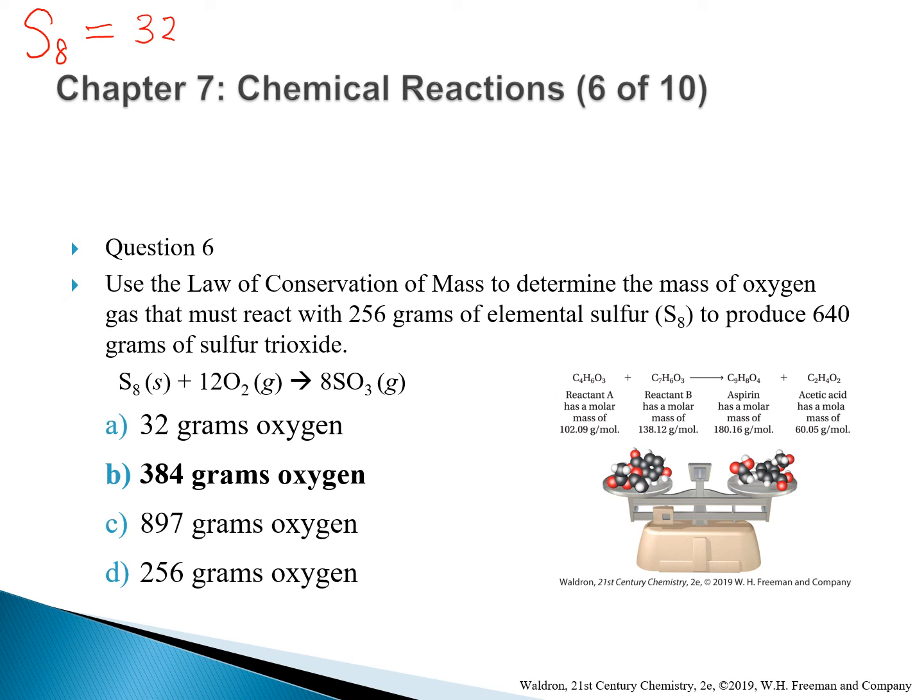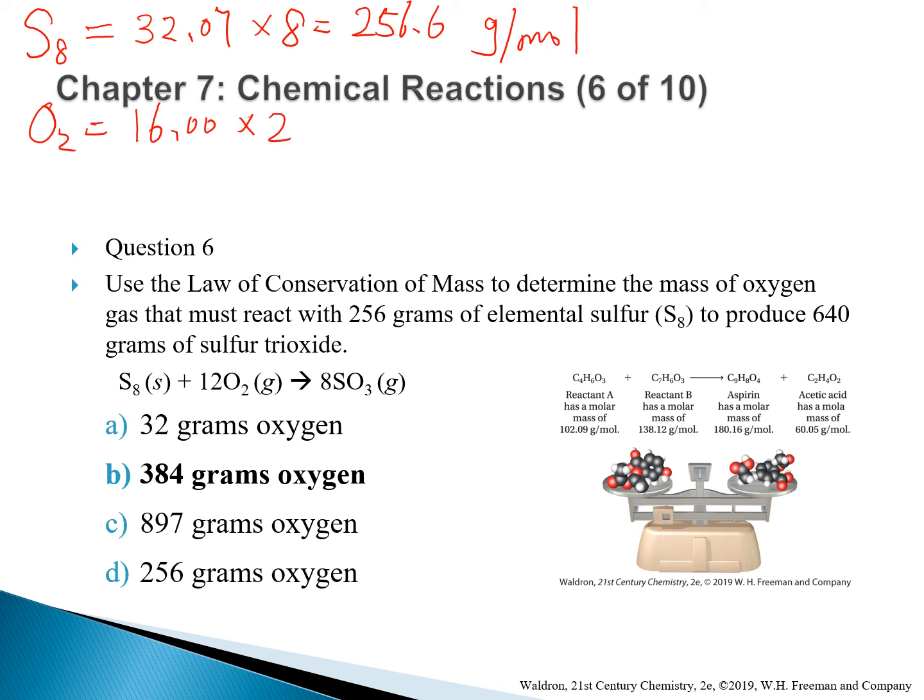From the periodic table, sulfur is 32.07. There are 8 of them. That gives you 256.6 grams per mole. Next, we have oxygen gas. Oxygen is 16.00 each. There are 2 of them. That gives you 32.00 grams per mole.